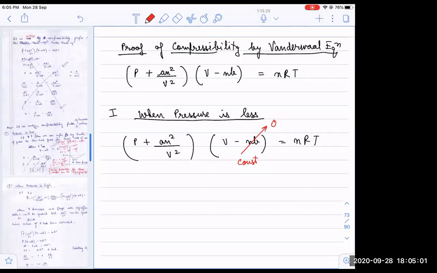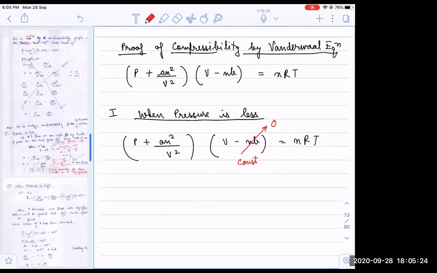But you cannot say the same thing for P and an square by V square. Why? Because you do not know how less the P is. And an square by V square, you are also saying is less. Why is it less? Because V is more. So both are less. Now we do not know which is lesser, so we cannot neglect it.